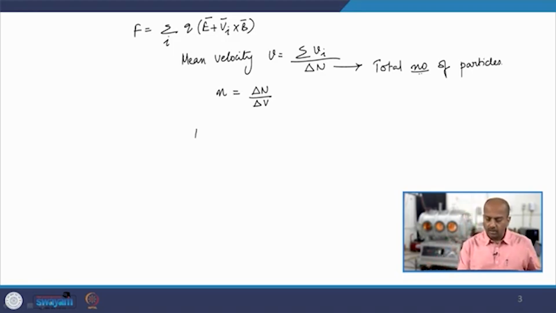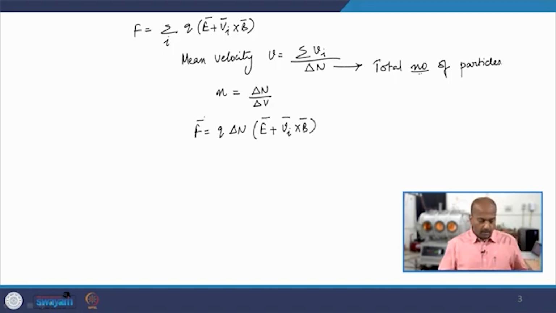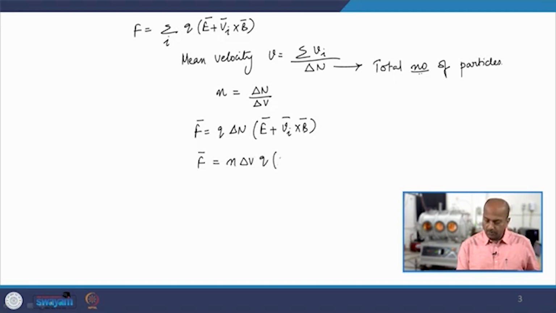Now, you can write the Lorentz force expression using this as Q delta n times (E plus V cross B), right. So, this is the electromagnetic force that the plasma will experience, and if you want to use the expression for the number of particles per unit volume, you have to write n delta V times Q times (E plus V cross B).